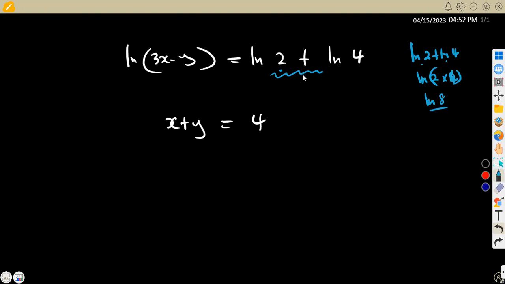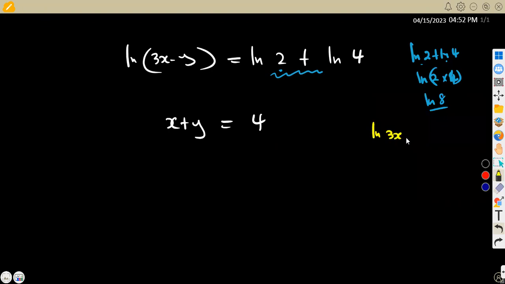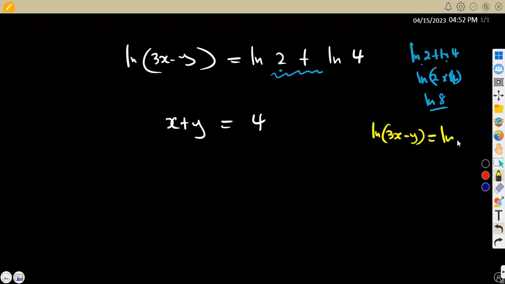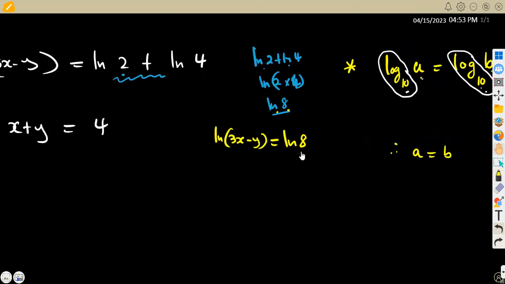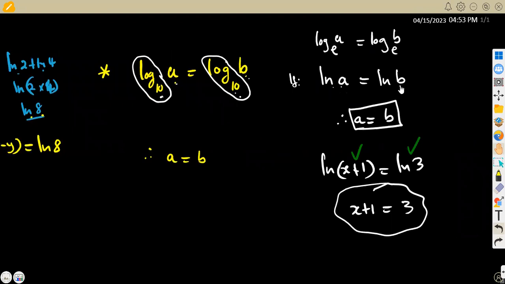So meaning to say, this whole part is going to be ln 8. That means we have ln of 3x minus y, which is equal to ln 8, a single log from the right-hand side. So these two are equal. From the concept that we saw before, once a log is the same in base, which is the same as ln, it means a and b are equal.